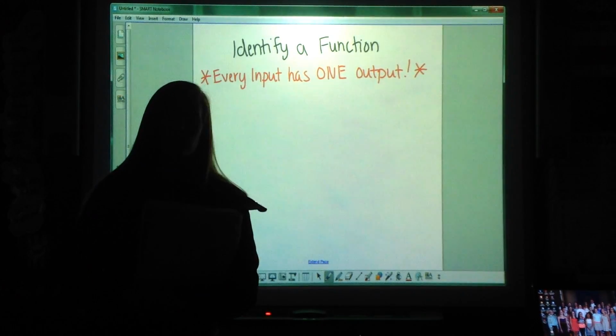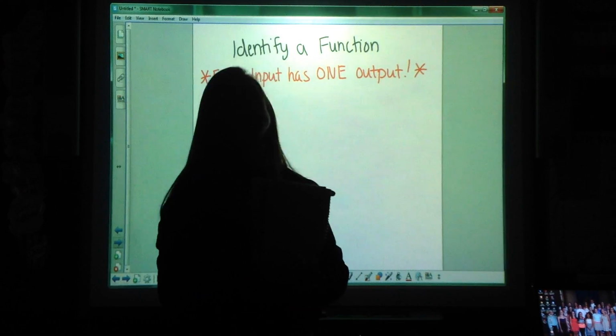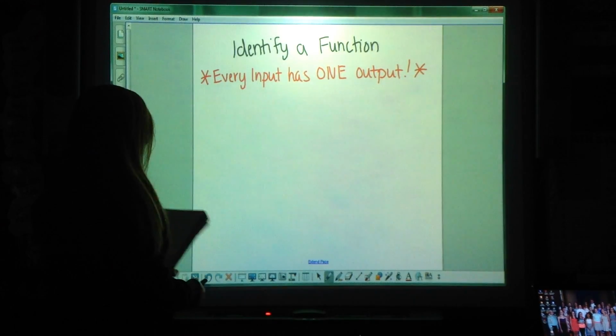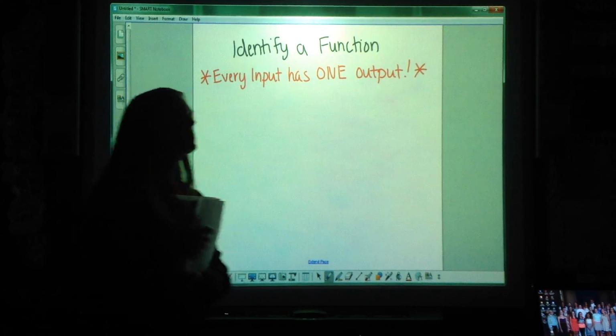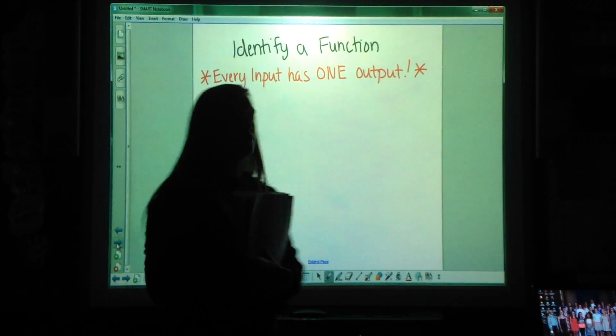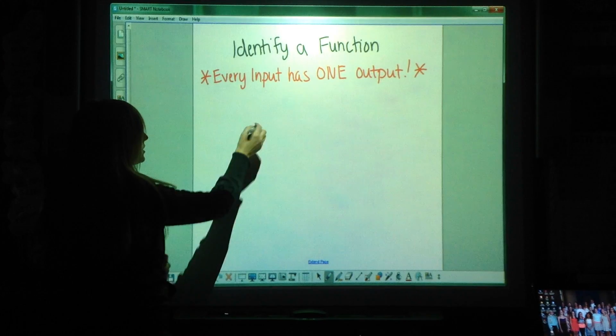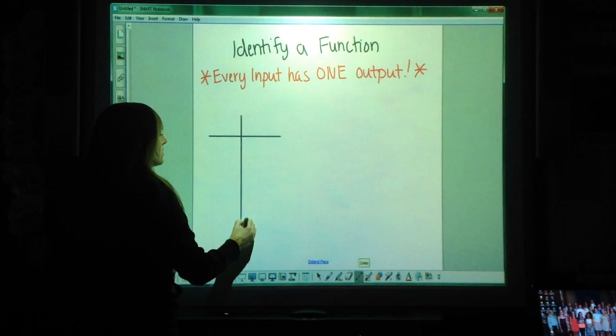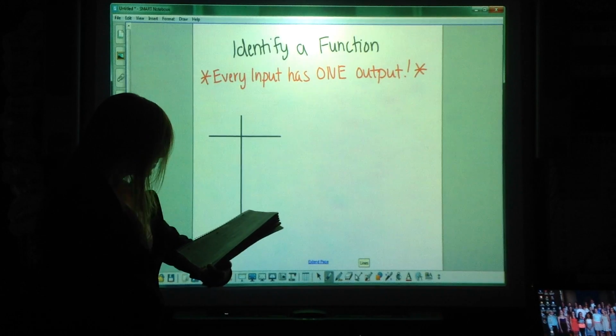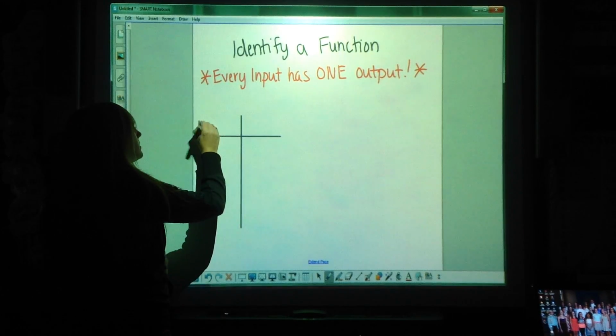If the input has two outputs, it's not a function. Two or more, I guess. Alright, so I'm going to do 3 examples. I'm going to show you 3 different types, and we're going to have to decide whether they're functions. So they're going to give you a function table. And they're going to give you the inputs and the outputs.